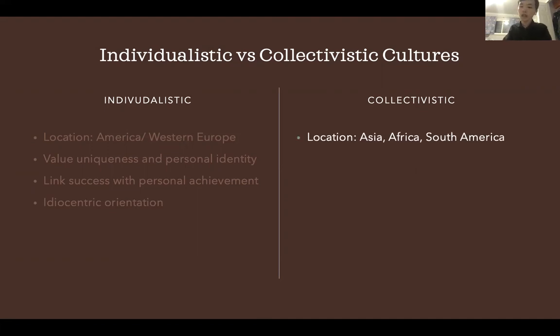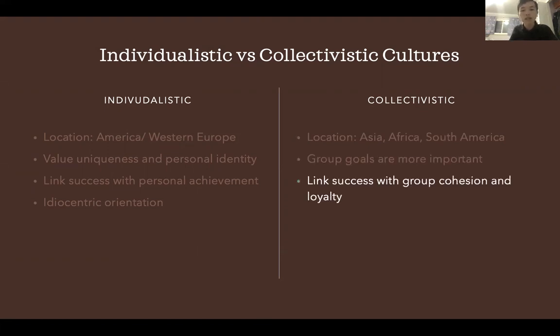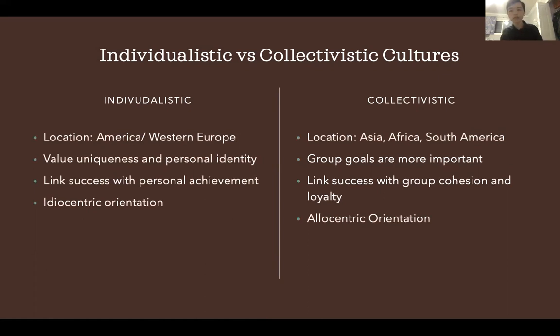So collectivistic is mainly located in Asia, Africa, and South America. The group goals are more important than the individual ones, and they link success with group cohesion and loyalty. Another name for this is also allocentric orientation. So I have all of them here for you.